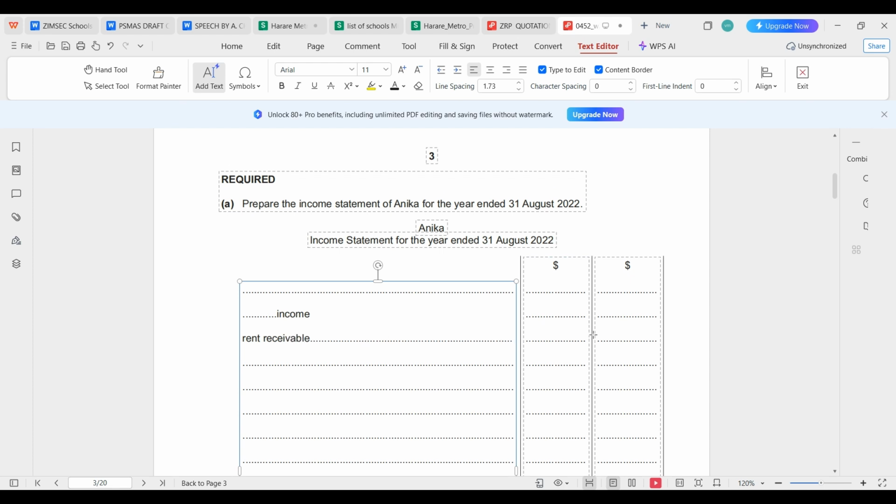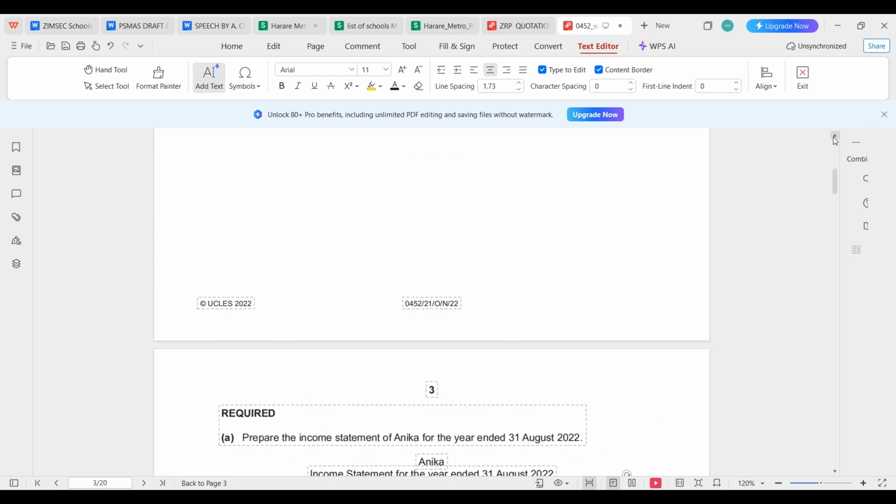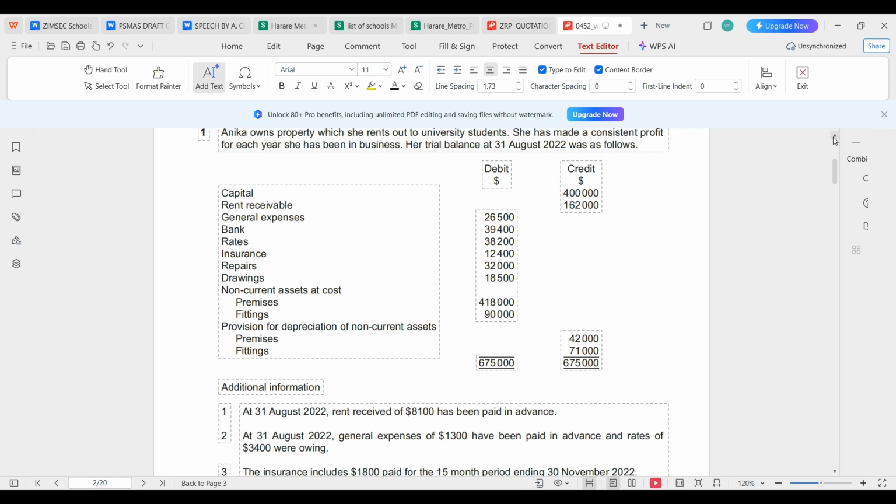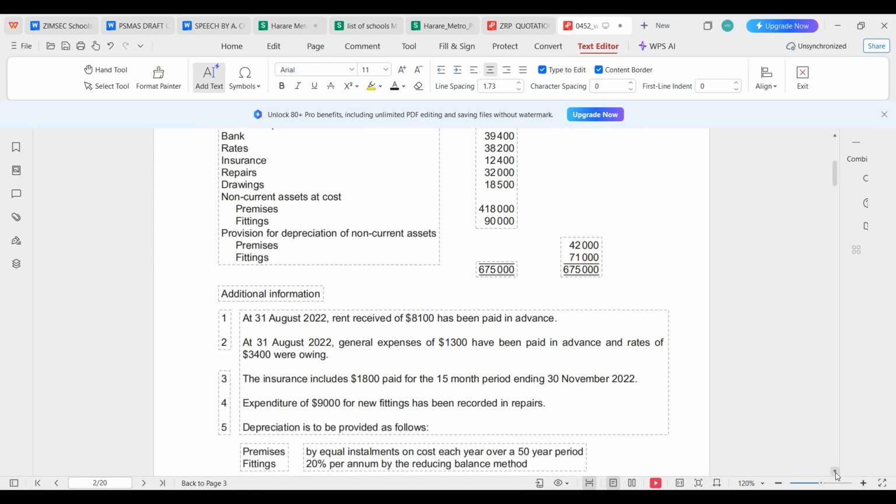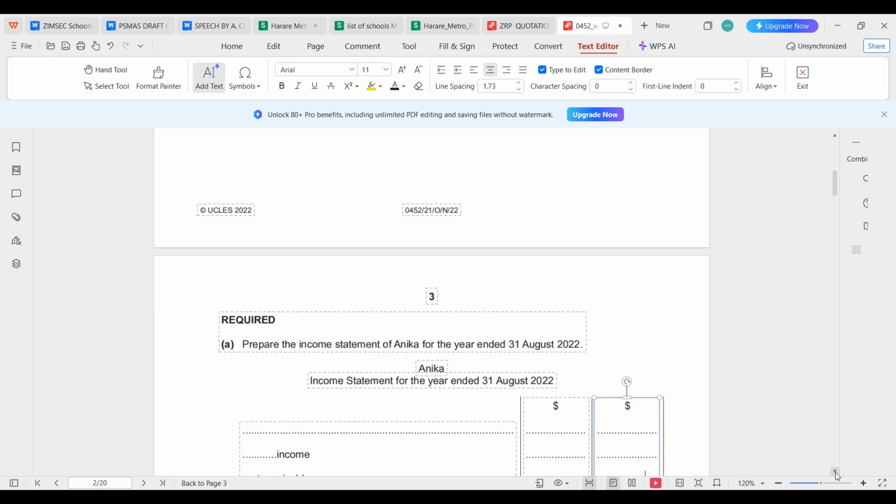And if you're going to look at the rent receivable, I'm sure you'd see that the rent receivable is 162,000 from this particular business. Where are we getting that 162,000? We are getting it from here where it says rent receivable 162,000. But now there is also an issue, note number one, which says at 31 August 2022, rent received of 8,100 had been paid in advance, which means according to the matching principle, if you remember, prepaid rent is supposed to be deducted, but it's not for this year.